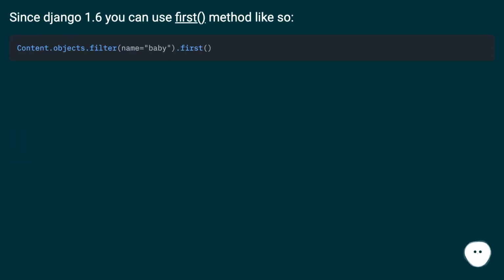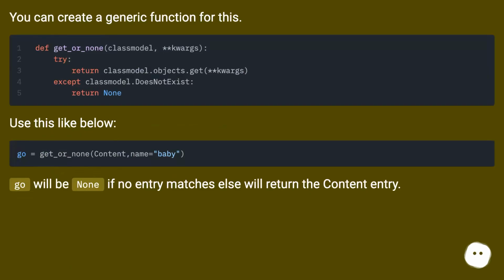Since Django 1.6 you can use the first method like so. You can create a generic function for this. Use this like below. Go will be None if no entry matches, else it will return the content entry.